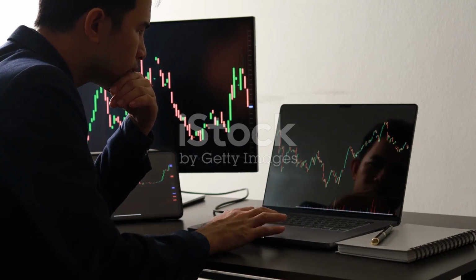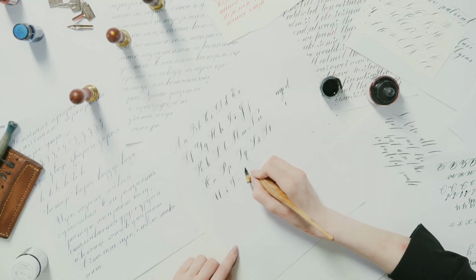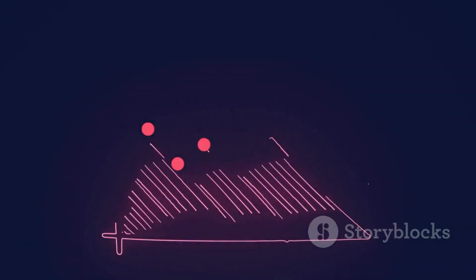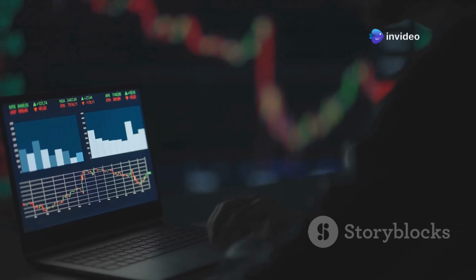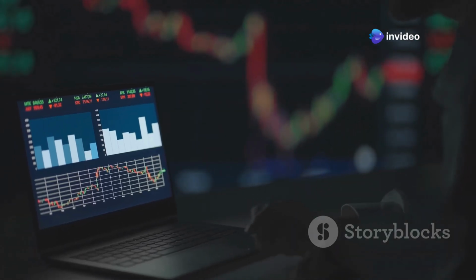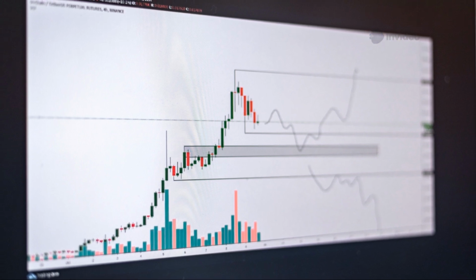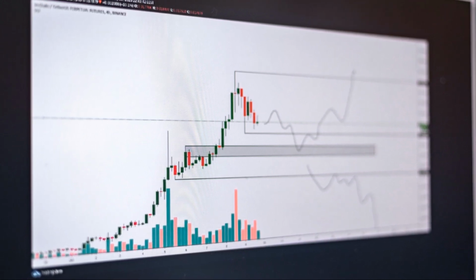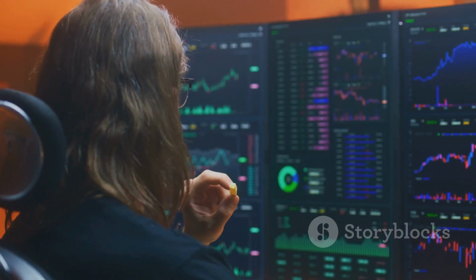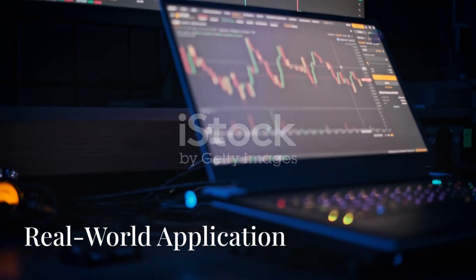No tool is perfect. Here are some limitations of Bollinger Bands. They lag because they're based on moving averages. They don't provide clear buy or sell signals, just guidance. During strong trends, prices can walk the band, staying near the upper or lower band for extended periods, so use them as a complement, not a standalone system.